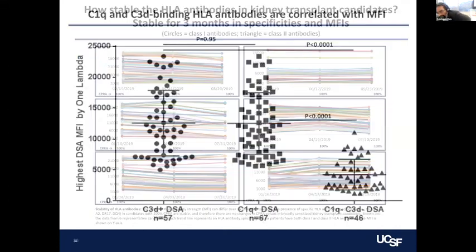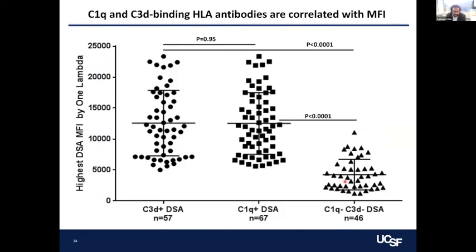Then you probably know that in a lot of meetings, people talk about the complement binding antibodies like C1Q, C3D. It is nothing very specific. It is all associated with high MFI. If you see an antibody over 5,000 MFI, that starts providing positivity on C3D or C1Q assays. Anything less than 5,000 MFI, those assays become negative. So it is not a complement binding antibody property, it is purely correlated with the donor-specific antibody strength.